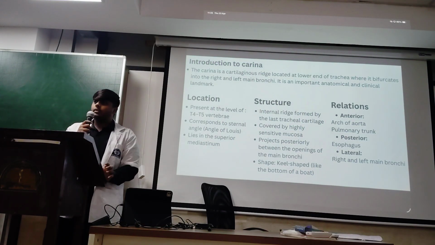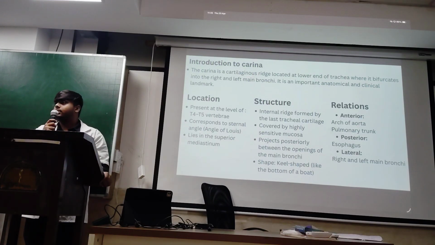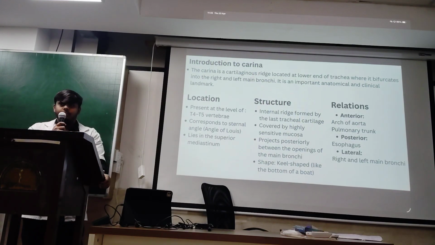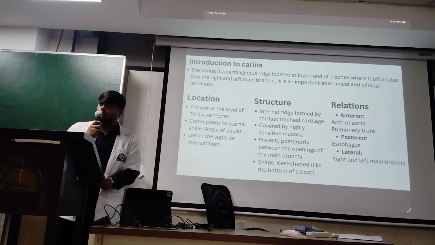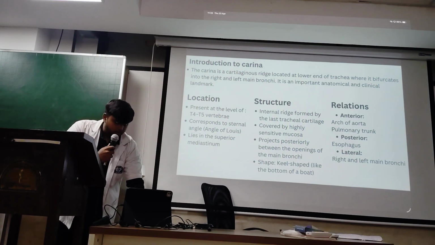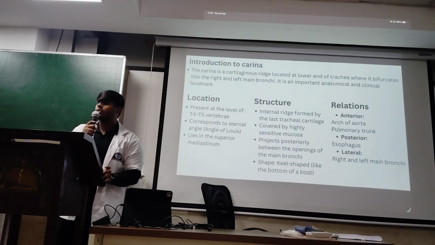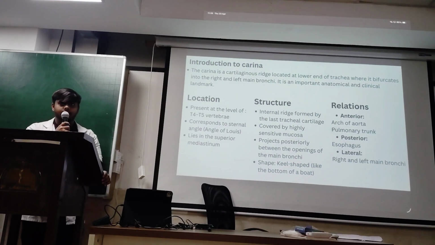Okay, so if we talk about the relations, anteriorly lies the arch of aorta and the pulmonary trunk, posteriorly lies the esophagus, and laterally lie the left and the right main bronchi. If we talk about the nerve supply, it is supplied by the sensory fibers of the 10th cranial nerve, that is the vagus nerve.